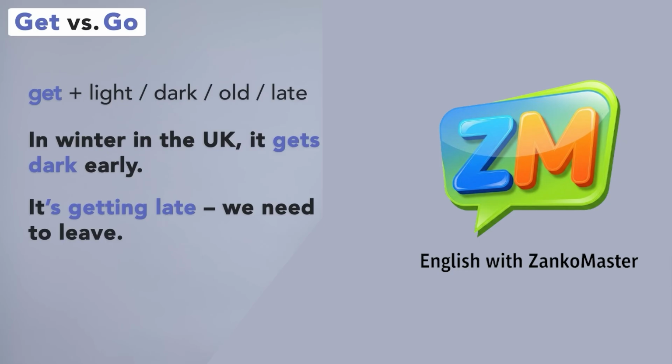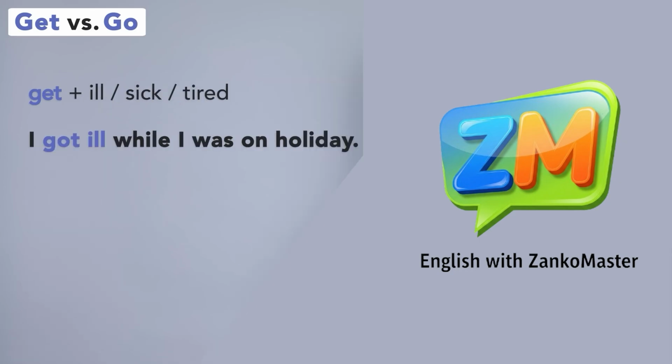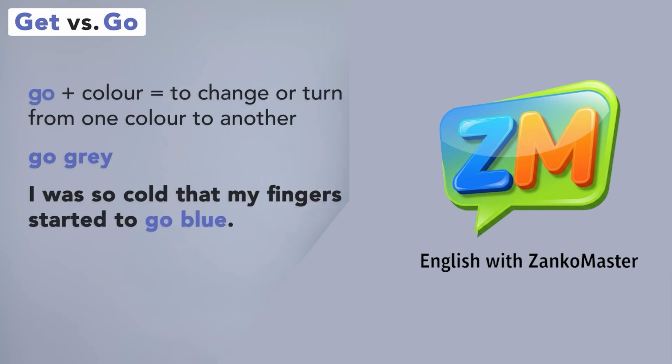Or it's getting late. We need to leave. We also use get with ill, sick, and tired. I got ill while I was on holiday. I became ill. Now, we usually use go with colors, meaning to change or turn from one color to another. We just saw the example go gray, when hair turns from one color to gray. Another example, I was so cold that my fingers started to go blue. We wouldn't say get blue.